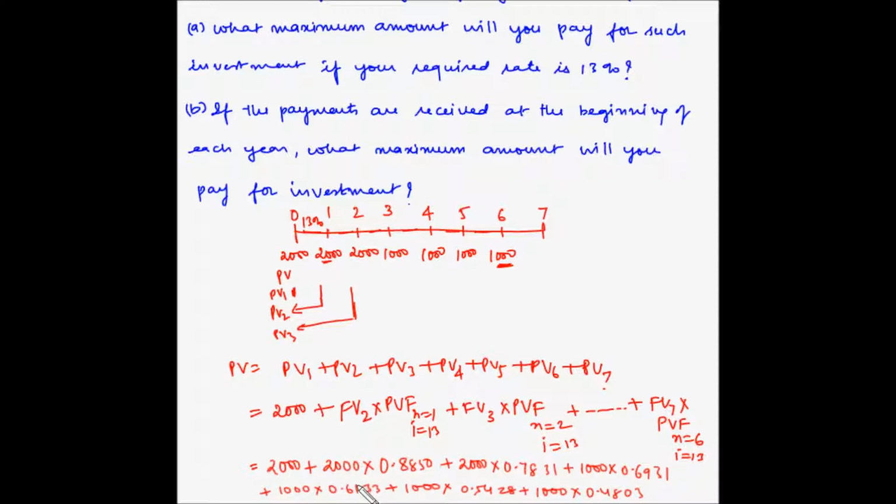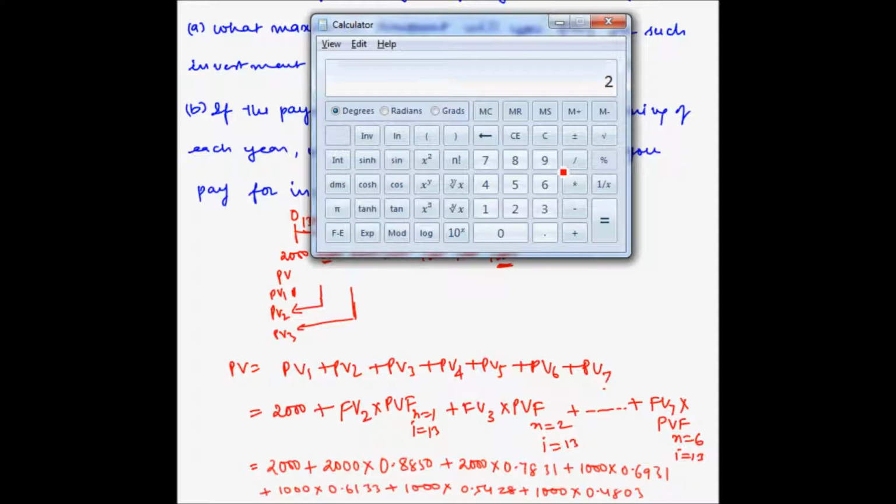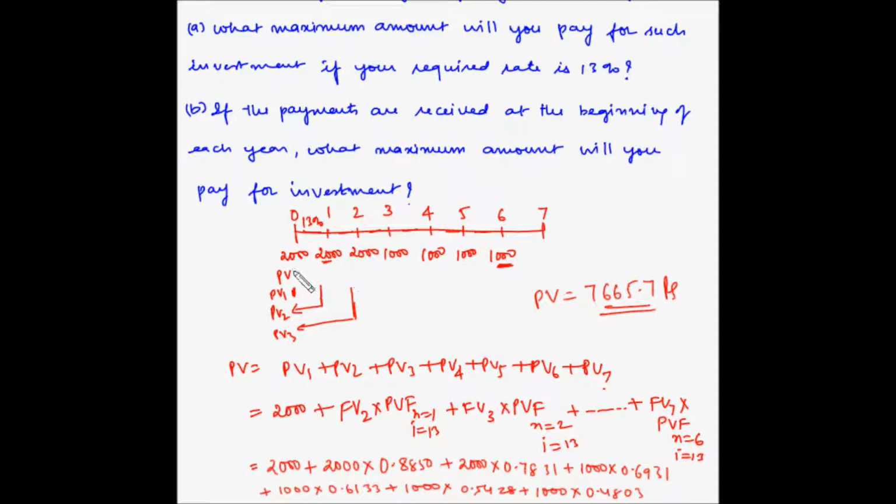Now let's calculate the overall present value. So 2000 plus 2000 into 0.8850 plus 2000 into 0.7831 plus 1000 into 0.6931 plus 1000 into 0.6133 plus 1000 into 0.5428 plus 1000 into 0.4803. So the answer is present value is equal to 7665.7 rupees. So basically this much amount when invested today at 13% interest per annum can give us this kind of a cash flow.